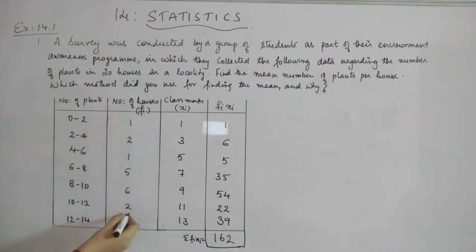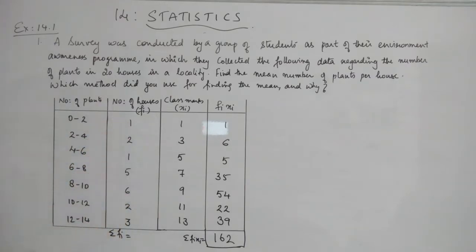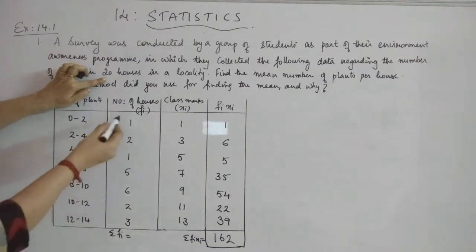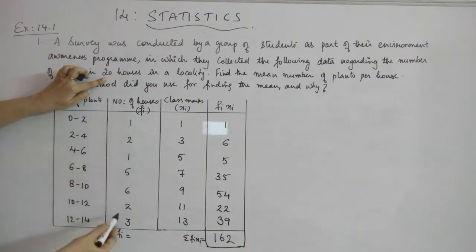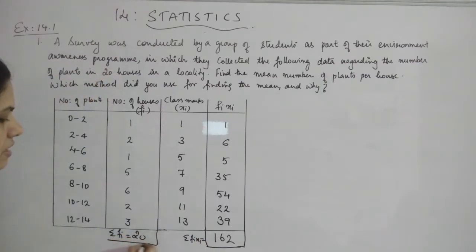Now the total number of frequencies also you have to get, that is sigma Fi. This will give you an idea whether what you are adding is matching with what is given or not. 20 houses means here you have to get 20 only. So that is your sigma Fi also. These measurements are enough to find the mean.